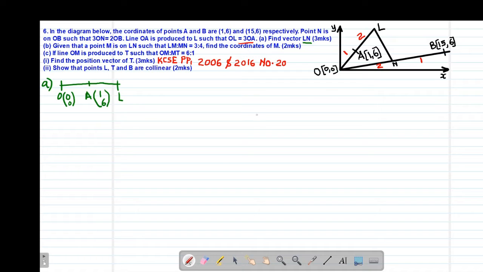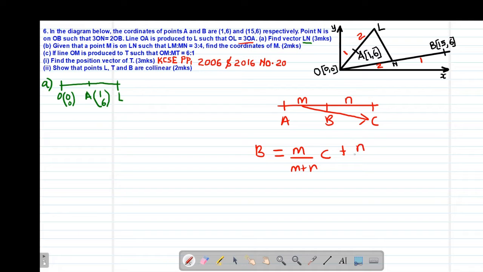Now remember, when we talk of the ratio theorem, suppose you have a line here. Maybe this is point A, then this is point B, then of course this is point C. If we let the ratio be M:N, then the ratio theorem dictates that the coordinates for point B will be given by M divided by the total ratio, which is M plus N, multiplied with the opposite coordinate of point C. Then I'm going to add N divided by the total ratio M plus N, multiplied with the opposite coordinate, which is the coordinate for point A.